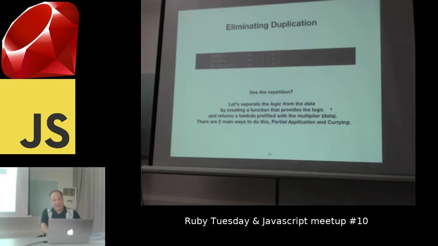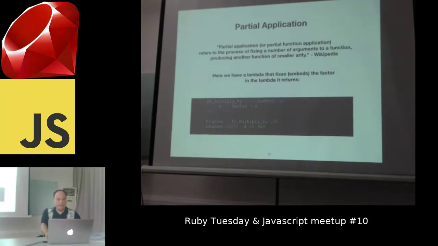So let's separate the data from the logic. How would we do that with lambdas? Well, one way is called partial application. This is the do-it-yourself way. And I'll bypass these definitions because they might just be more confusing than looking at the code, but I put them there for reference.